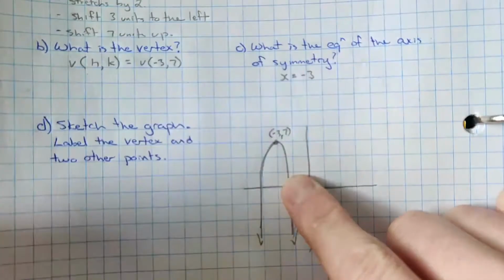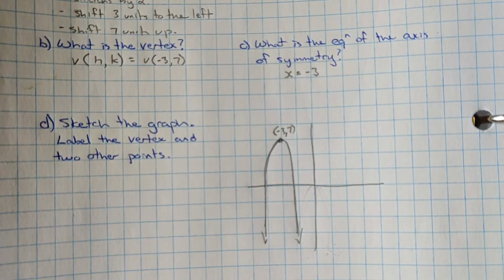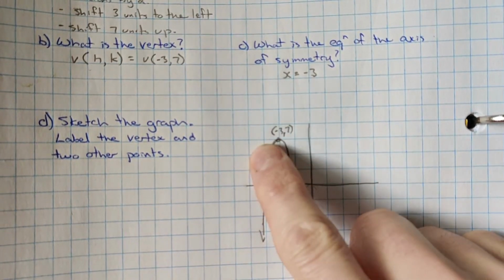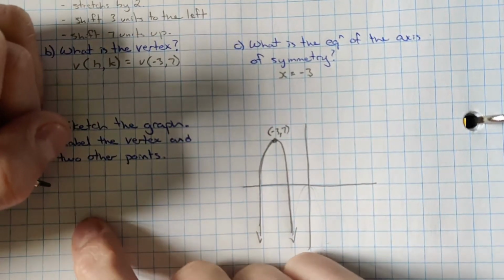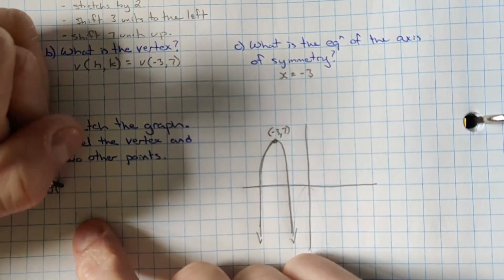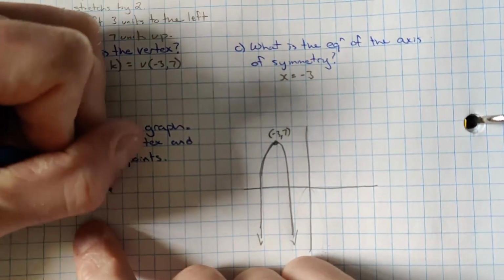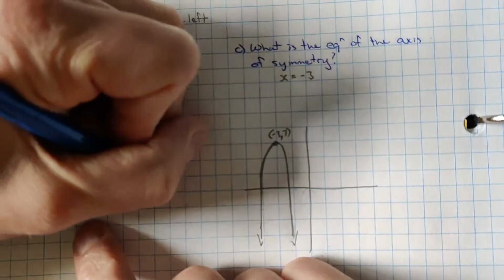And then we want to do 2 other points. And so how do we get 2 other points on this graph? Well, all you got to do is plug a value in for x. So pick some nice, easy x values, and you can plug those in. I'm just going to pick points on either side of -3. I'm going to pick -4 and -2. So all I'm going to do is do f at -4, and that equals 2 times -4 plus 3 squared plus 7.